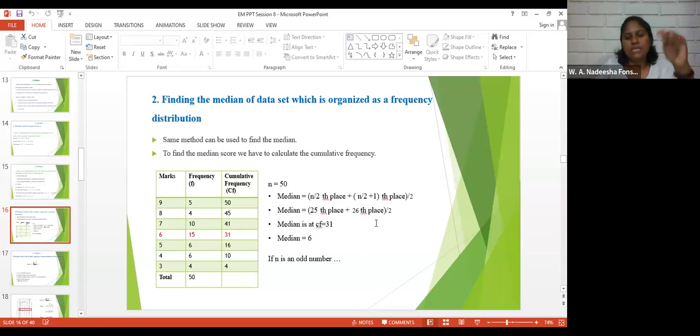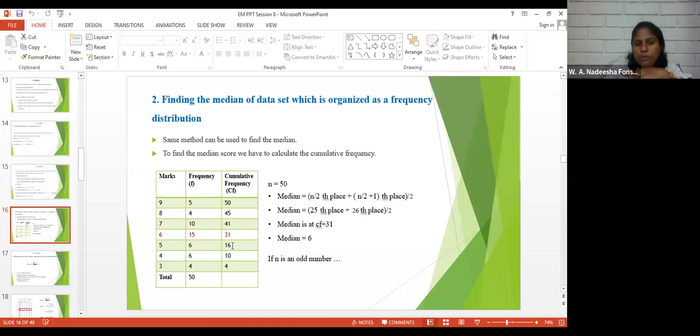After finding the place of the mid value or median, then we have to go for cumulative frequency. If I interpret the cumulative frequency here, the 16 means there are 16 students who took 5 or lower than 5 marks. Here 31 means there are 31 students who took 6 or less than 6 marks.